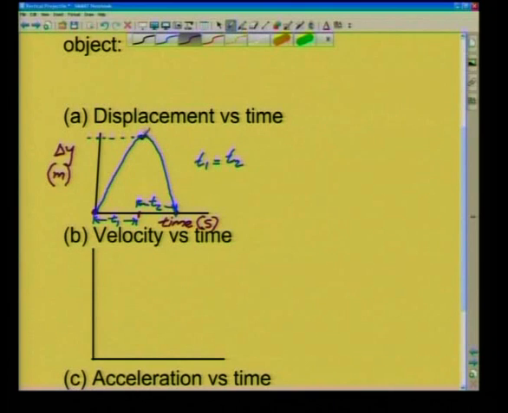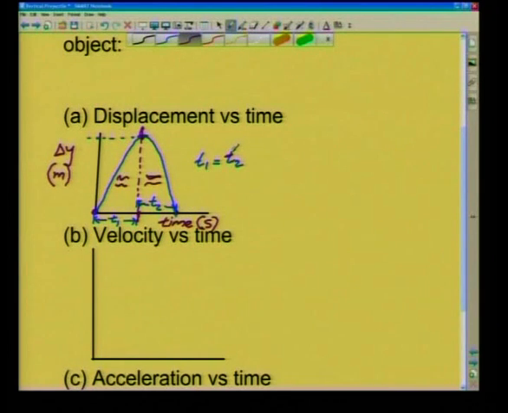We can see that if we were to draw a line of symmetry here that divides the graph into 2 equal parts, you will see that this part here equals that part there. So the 2 parts are equal, and therefore the time it took for the object to move up and reach its maximum height equals the time it took the object to move from its maximum height back to the position where it was thrown.